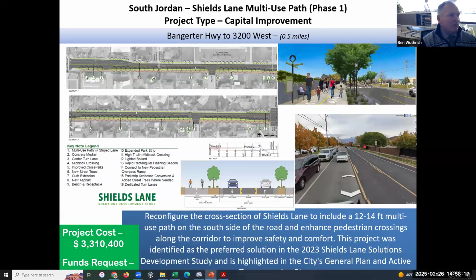Next project is a request from South Jordan. This is the Shields Lane multi-use path, phase 1 between Bangor Highway and 3200 West, about a half mile in length, to construct a 12 to 14 foot multi-use path along the south side of the road. Estimated to cost 3.3 plus million. Funds being requested 2.7 plus million.